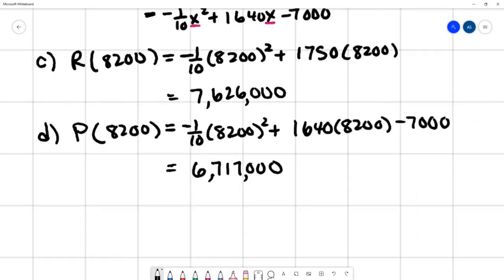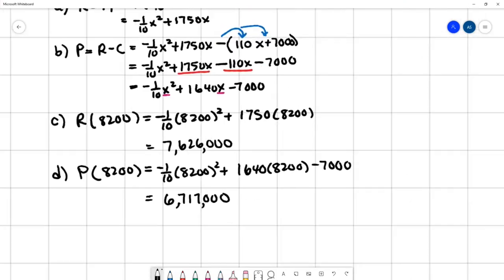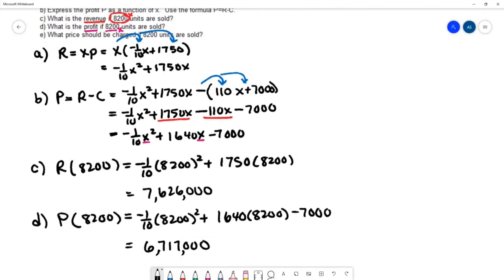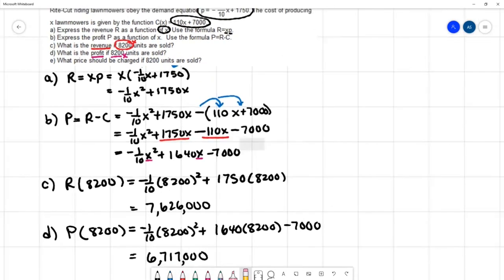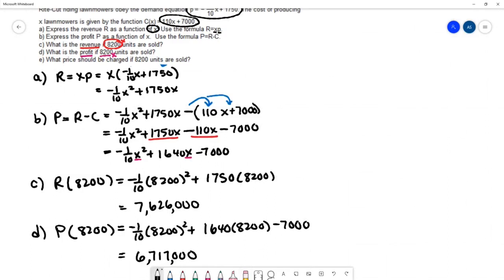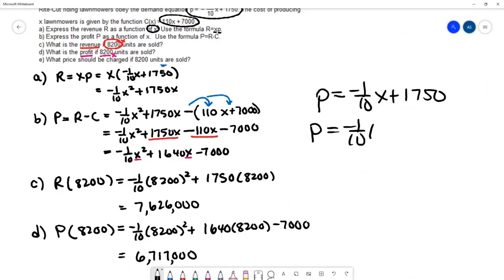Okay, our final part, part E, is what price should we charge if 8,200 units are sold? For that, we'll use our demand equation. The demand equation, p equals negative 1/10 x plus 1,750. So negative 1/10 times 8,200 plus 1,750. Let's grab my calculator again.